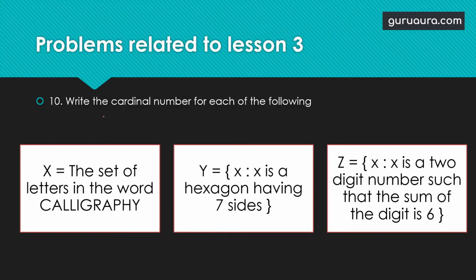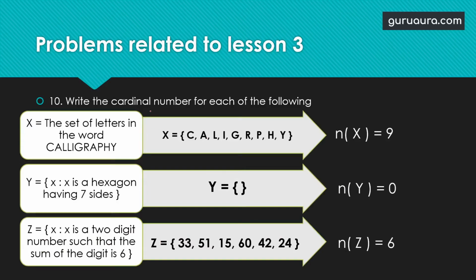So the next question is, write the cardinal number for each of the following. Again, pause the video, list the elements of the set and then find the cardinal number. Let's see the answer in the next slide. X, the set of letters in the word calligraphy. The set X has the elements C, A, L, I, G, R, P, H and Y. Number of elements in set X is 9.